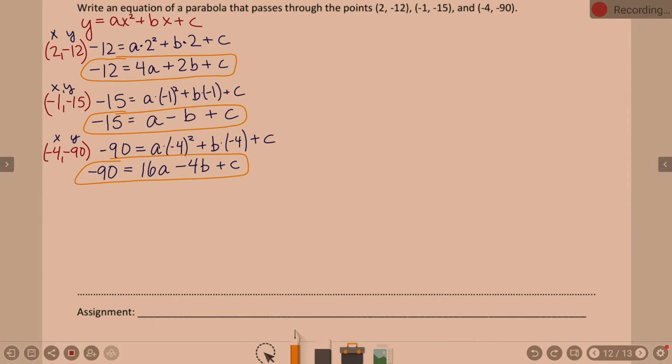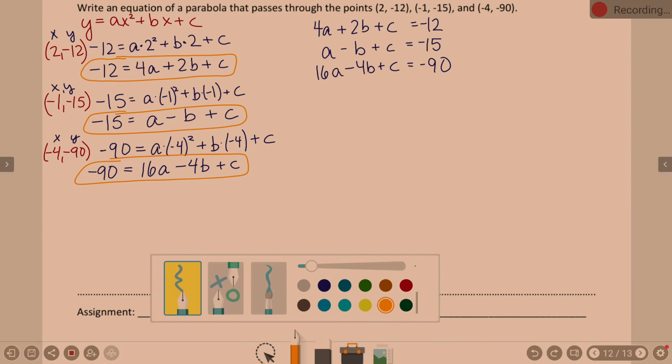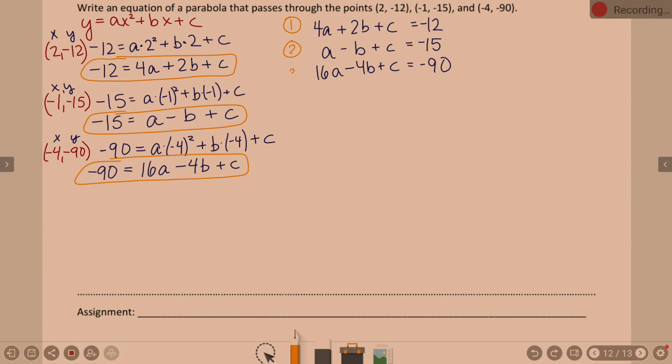Do your equations match my equations? Okay. I'm going to go ahead and write mine over here together. A plus 2b plus c is negative 12. This time it's a minus b plus c equals negative 15. And 16a minus 4b plus c equals negative 90. Those are my equations 1, 2, and 3.